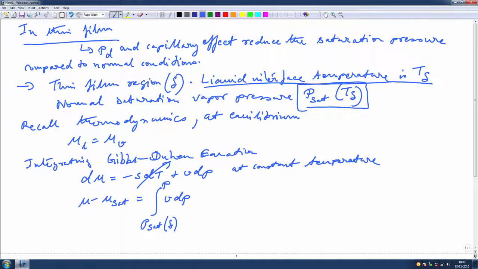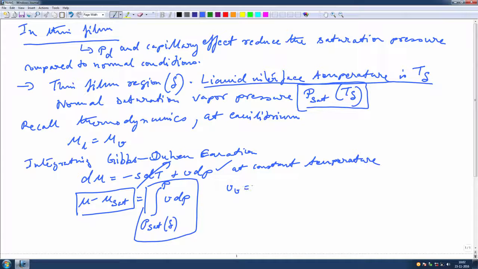So it is mu minus mu_sat equal to the integral from P_sat at delta to P of V dP, correct. So this is basically the mu minus mu_sat when integrated, that is, integrating this term, you get P_sat to P, this is the arbitrary limit of integration. Now there are two other things that we would like to mention.